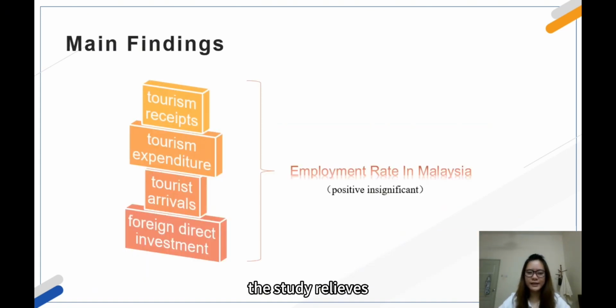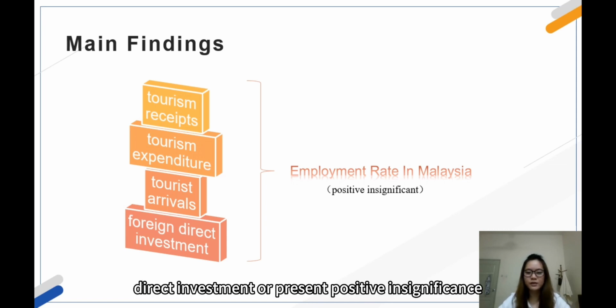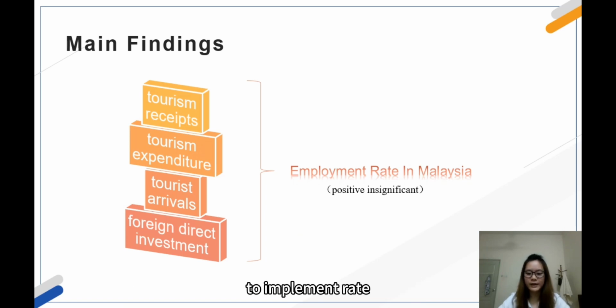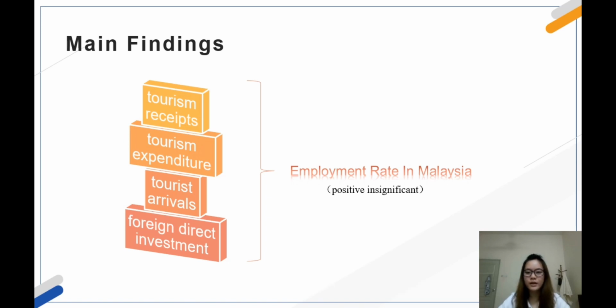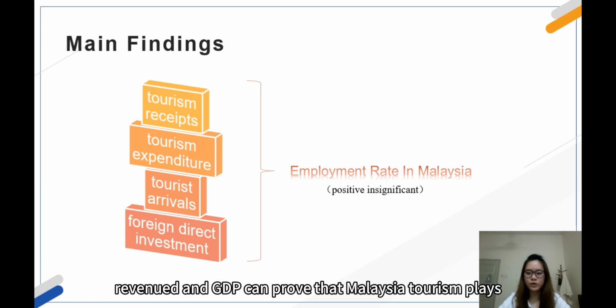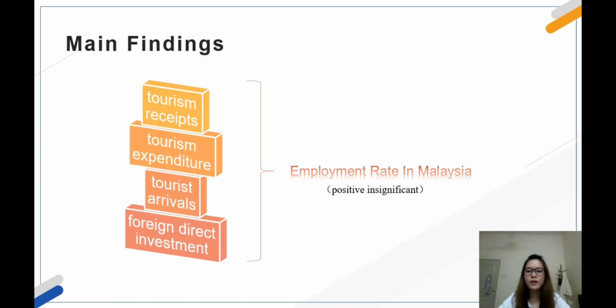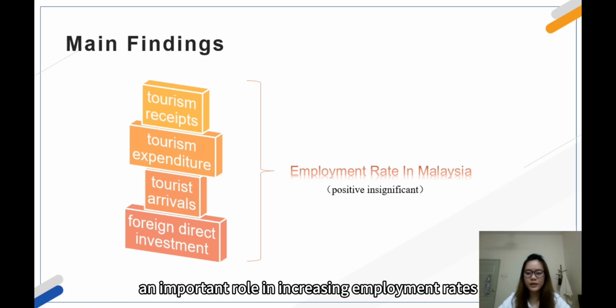The study reveals that the 4 independent variables, tourism receipts, tourism expenditure, tourist arrivals, and foreign direct investment, all present a positive but insignificant relationship to employment rates in Malaysia. However, the new 2 independent variables, total tourism revenue and GDP, can prove that Malaysia tourism plays an important role in increasing employment rates.